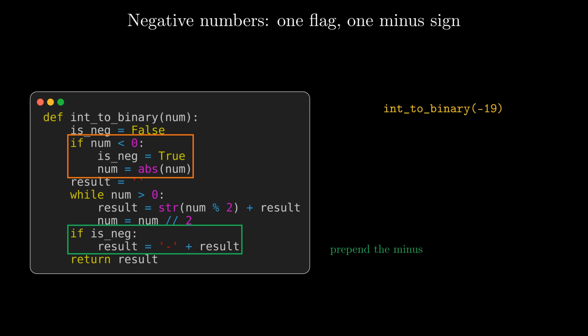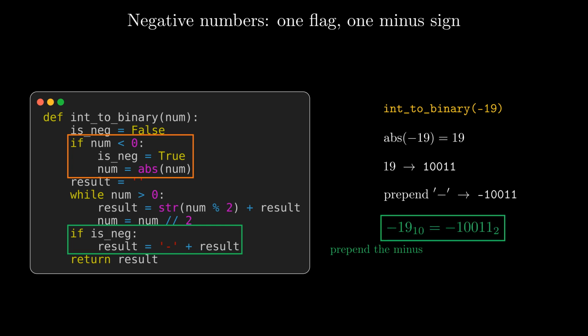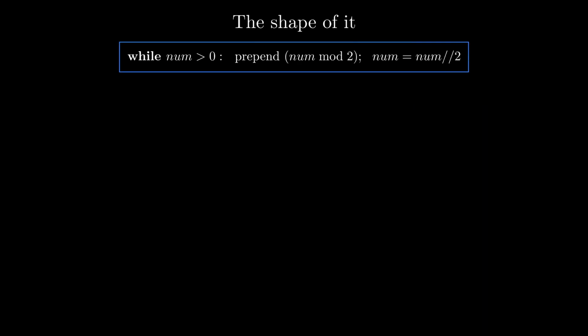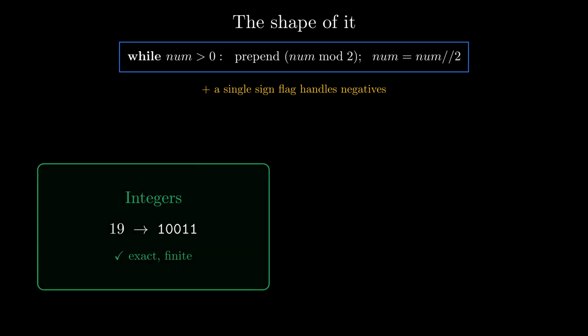So converting negative 19 reuses everything we just did. We flag the sign, take the absolute value to get 19, convert it to 10011 exactly as before, and then prepend the minus. The binary representation of negative 19 is simply minus 10011, the negative of the same result. Step back and see the shape of it. One short loop, repeated mod 2 and integer divide 2, turns any whole number into the zeros and ones a computer actually stores, and a single sign flag handles negatives for free. This is the clean, exact world of integers.